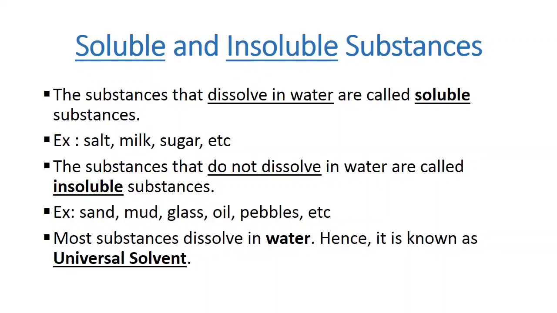Now let's see about soluble and insoluble substances. In previous examples, we have seen that sugar and salt get dissolved in water. So the substances that dissolve in water are called soluble substances. The substances which get dissolved in water. For example, salt, milk, sugar are soluble substances.